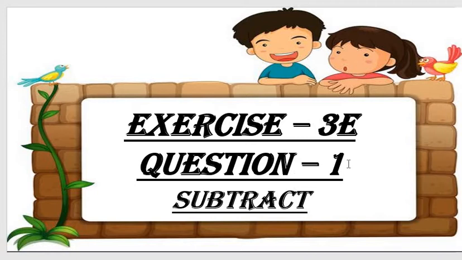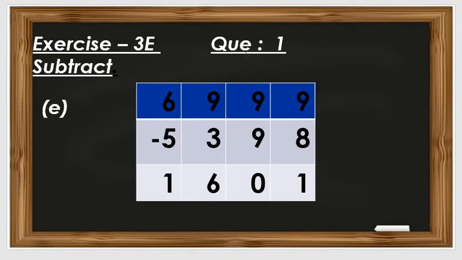Exercise number 3E, question number 1, subtract. Students, how many digits are here? 4-digit means subtracting bigger numbers. Yesterday we did questions A, B, C, and D. Today we are going to learn E, F, G, and H. Yesterday we learned 4 questions, and today 4 questions, so 8 questions total.